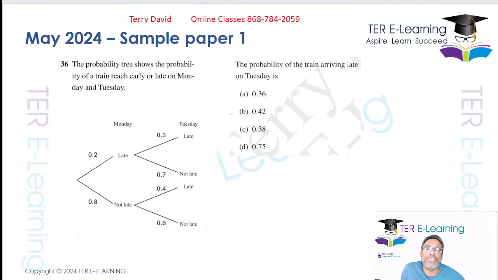So I have a probability tree here, and it shows the probability of a train reaching early or late on Monday and Tuesday. So we have 2 events here. We're looking at what happens on a Monday. The train could reach late on a Monday, or it could not reach late. On a Tuesday, the same thing can happen. So this is a probability tree. The question is the probability of the train arriving late on Tuesday.